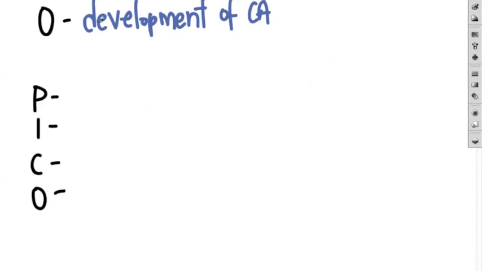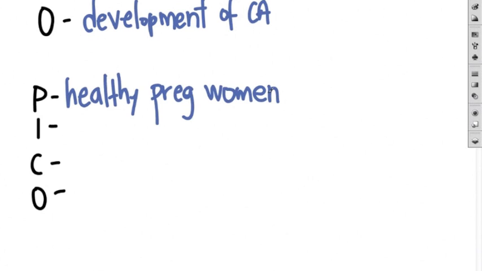So, P, our patient population, and this is going to be healthy pregnant females. Our I intervention really is a test that we're going to use, and that would be the D-dimer. And then the C comparison would be some sort of gold standard that we're looking at. How are we going to determine whether or not these patients have had PE or not?